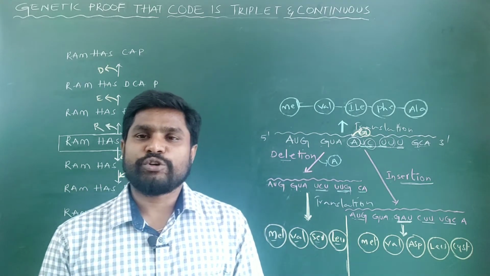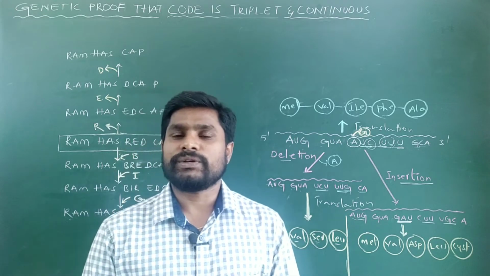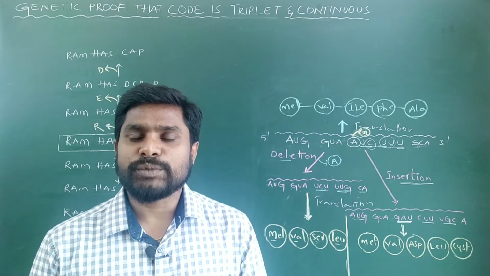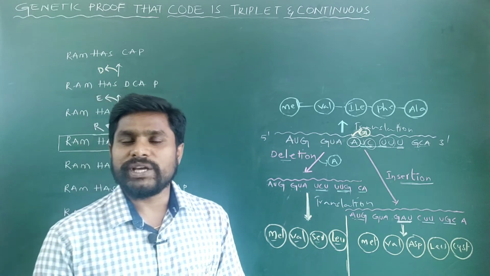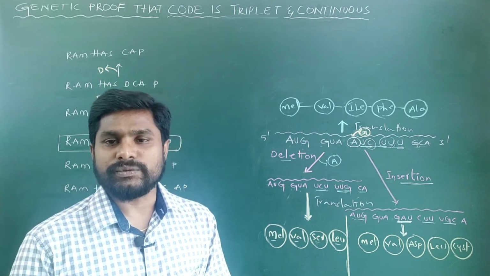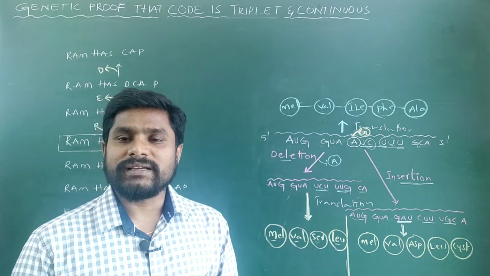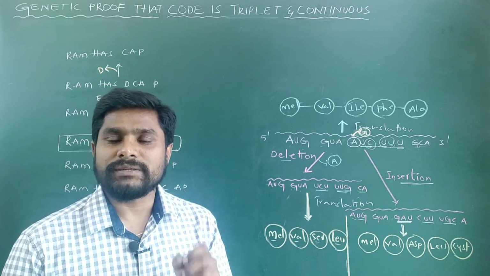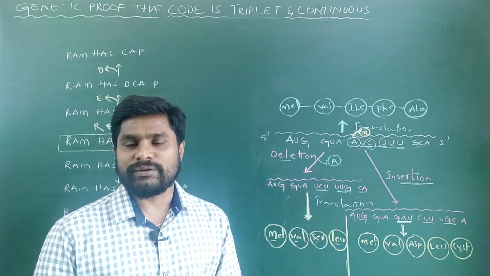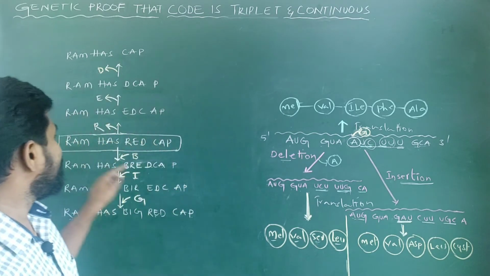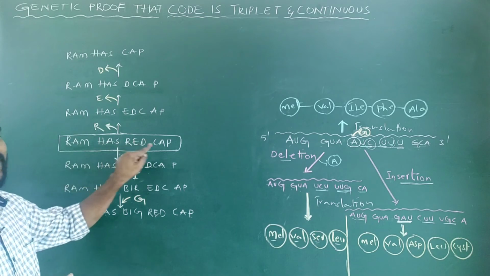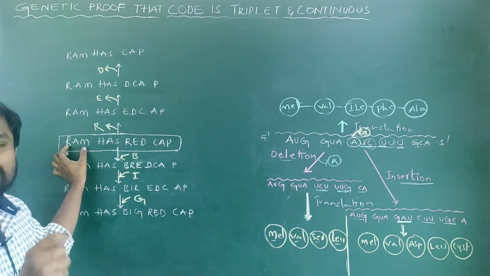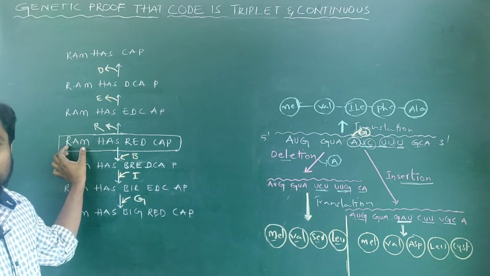Let's begin today's topic, that is the genetic proof for the code as a triplet and the code is continuous. Frame shift mutations provide a genetic proof for this. Let us understand this by taking a statement of some words having 3 letters each, like the triplet codons on the mRNA molecule. So this is the statement: Ram has red cap. Consider these words of 3 letters as triplet codons on the mRNA molecule.